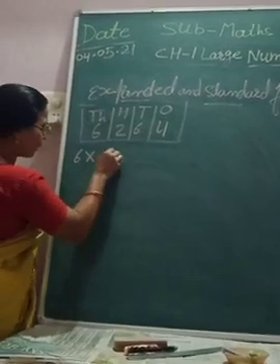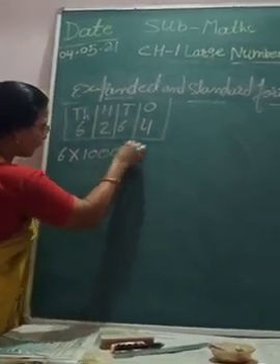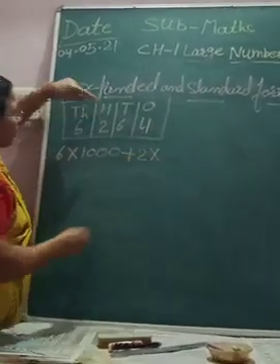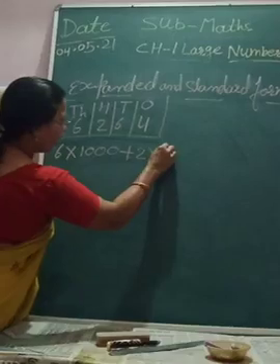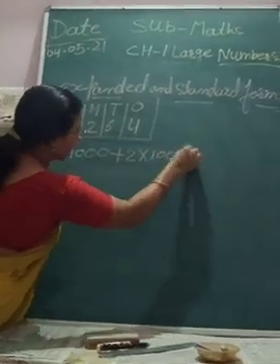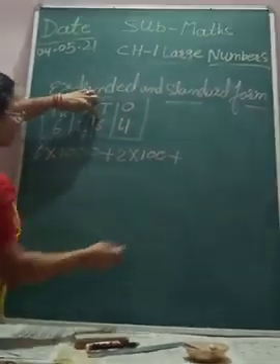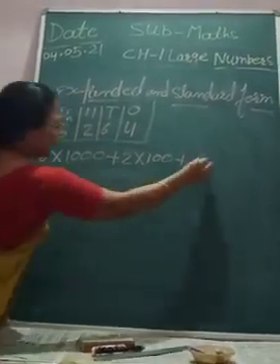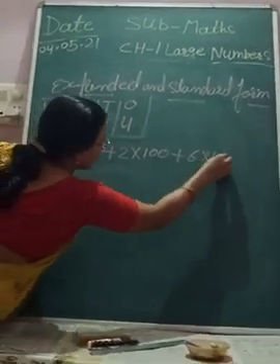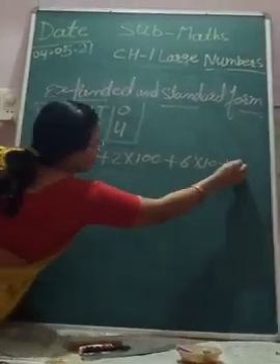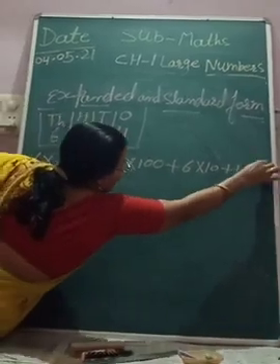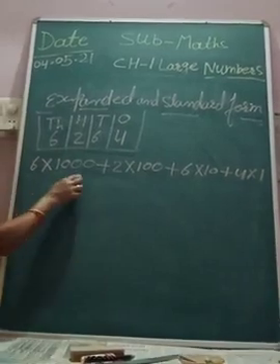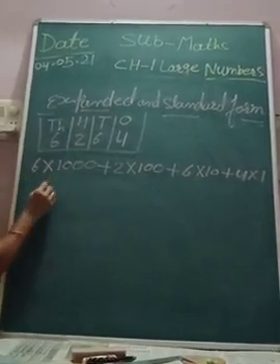It means we will multiply this by 1000, plus the second one, 2 multiplied by 100, because 2 is on the 100's place. After that we will multiply this 6. Now this 6 is on the 10's place, so we will multiply this 6 by 10. Then we will multiply this 4 by 1, because this 4 is on the 1's place.